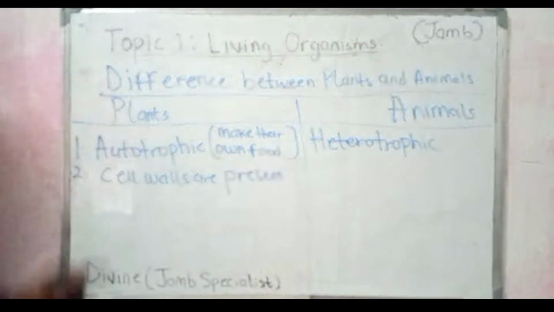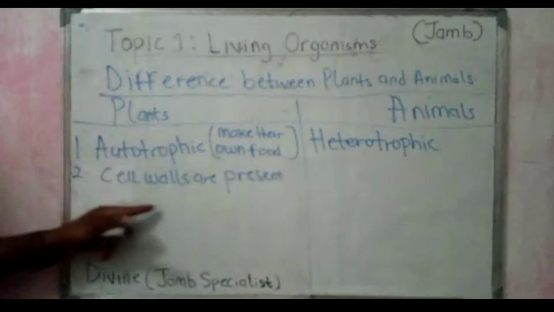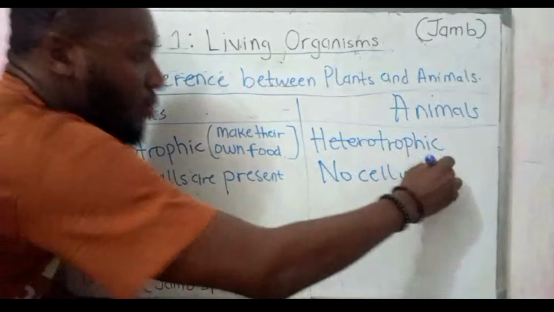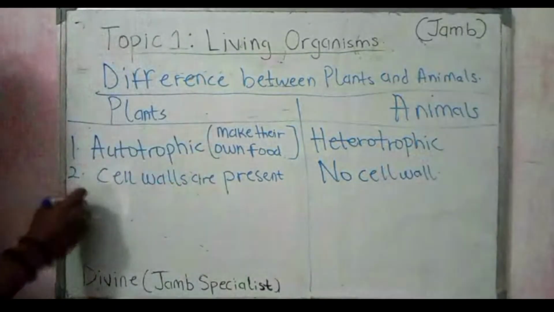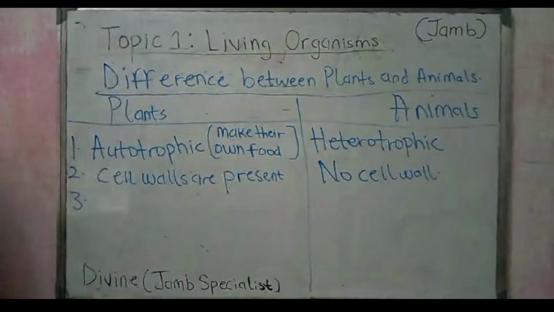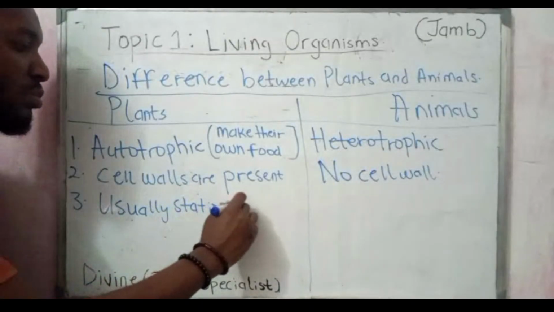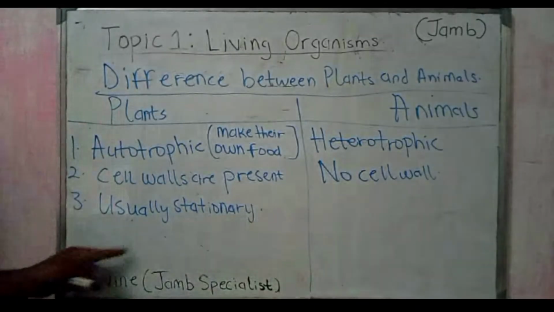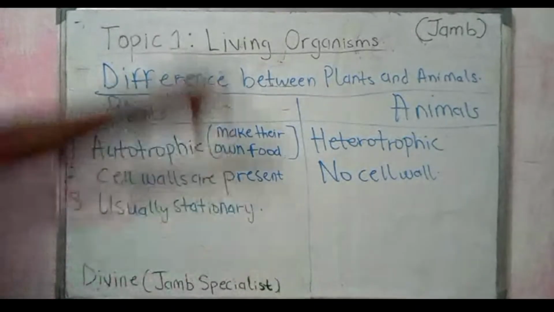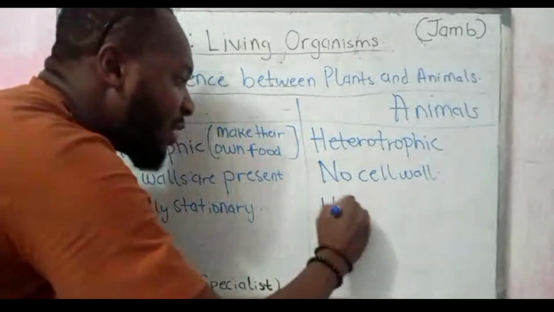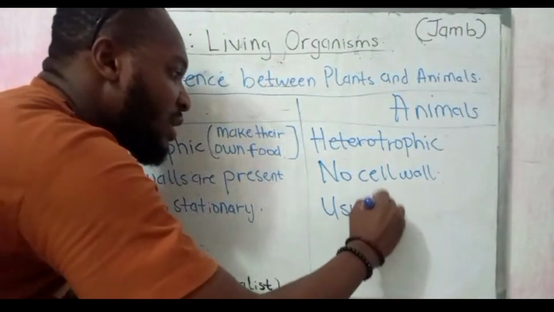As for plants, cell walls are present, while for animals, no cell wall. Another difference between plant and animal is that plants are usually stationary. Trees, for example, are always on one spot. They don't move. Animals are usually mobile, like lions and eagles.